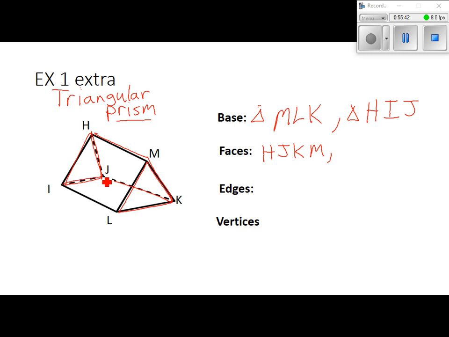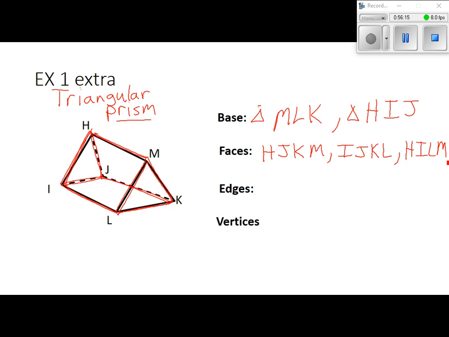Then the bottom, if we start here, go I, J, K, L. And then the other one is this one, which is H, I, L, M. And there's no symbol for those. We just use the 4 letters and just make sure you separate them with commas.